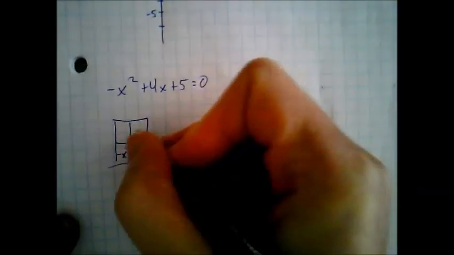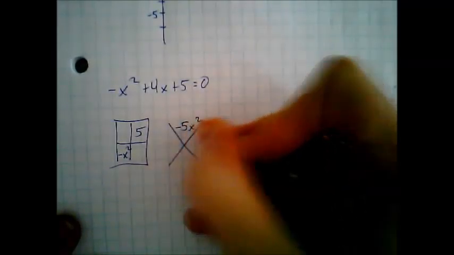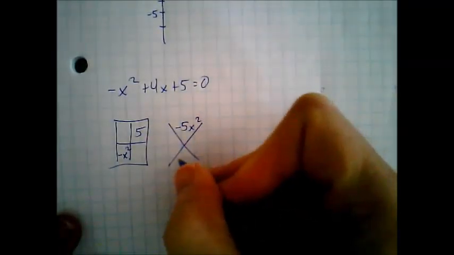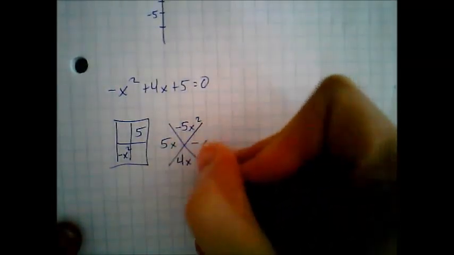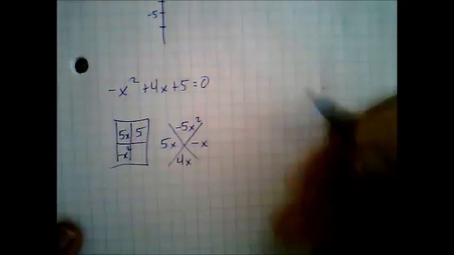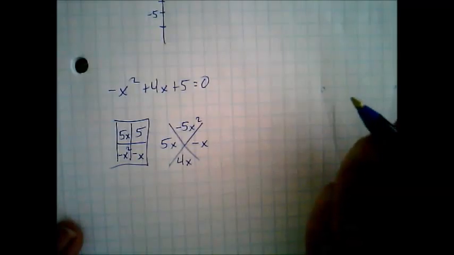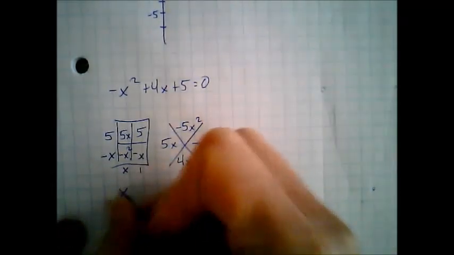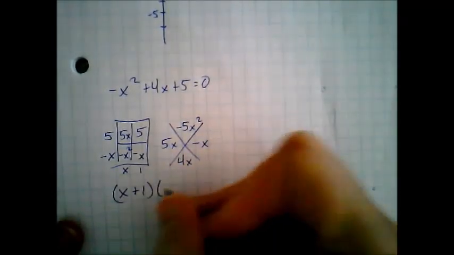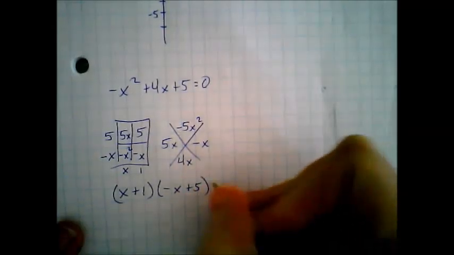So we make a generic rectangle, negative x squared and 5. Multiply to negative 5x squared. Add to 4x. Again, this is factoring. We're good at this. So we have a positive 5x and a negative 1x. We fill these in. Okay, so we bring out numbers on the outside. I know negative x times x gives me negative x squared. X times 5 is 5x. Negative x times 1 is negative x. So this is x plus 1 times negative x plus 5. And this equals 0.